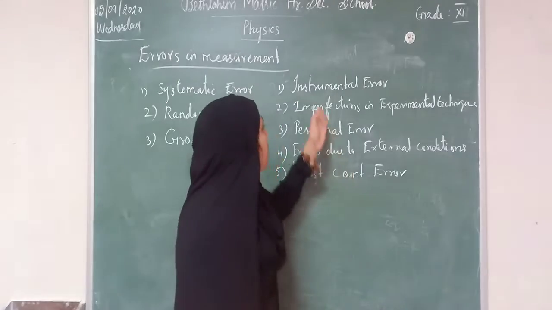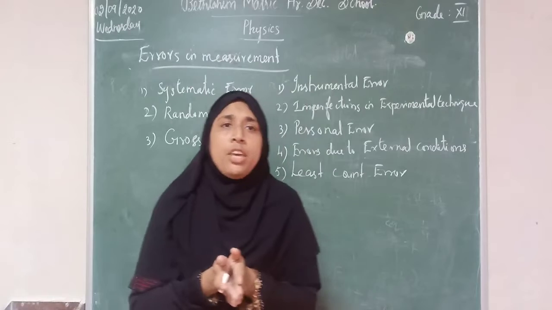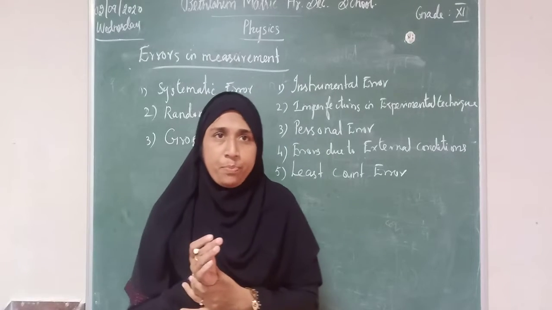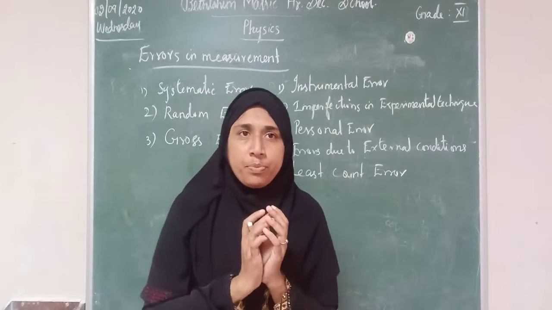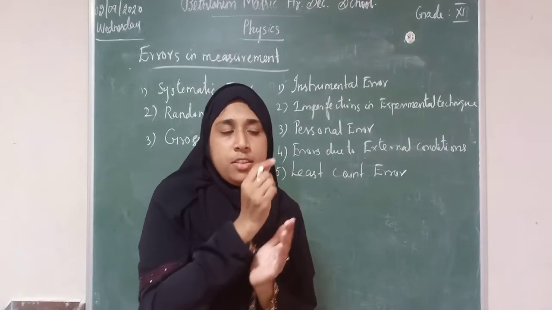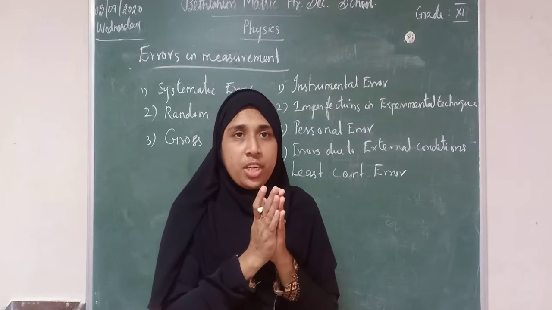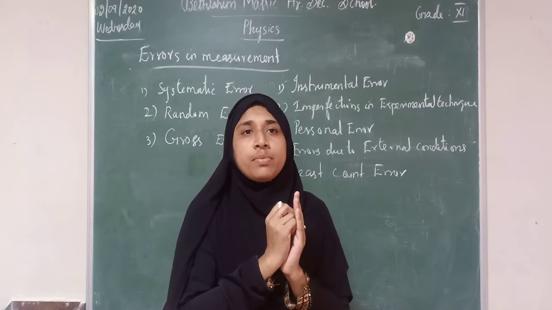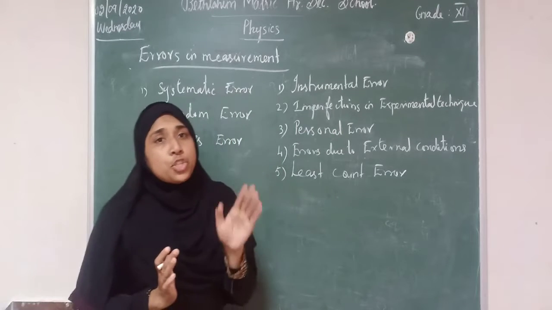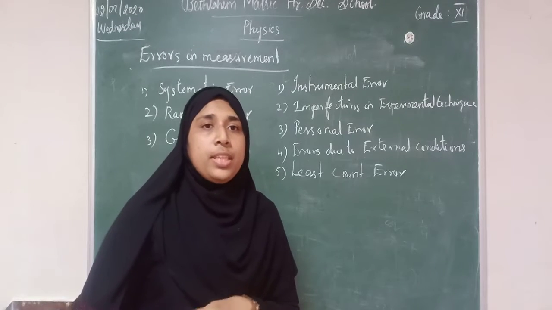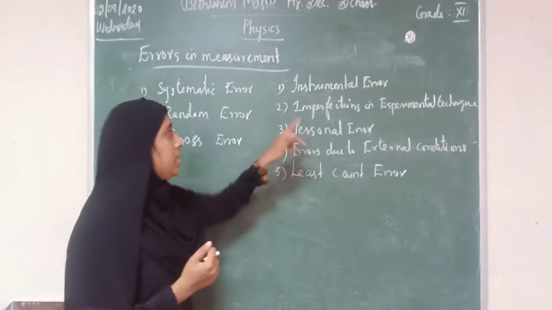From the instrument, error may happen. At manufacturing time, if the instrument is not calibrated properly, the error will occur. When we consider a meter scale, at the end of the meter scale, the first millimeter may be worn out. So when we are measuring with that millimeter, it will give the error till the end of the experiment. So this is the instrument fault. When the instrument is not calibrated properly, the error will occur. That is known as instrumental error.